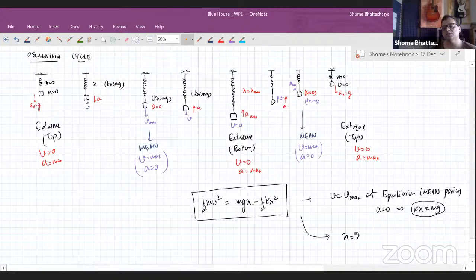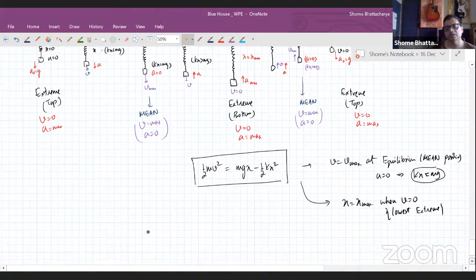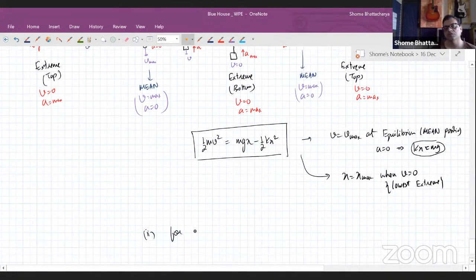Whereas x will be equal to maximum when v is equal to 0. That is at the lowest point, at the lowest extreme position of the oscillation. Okay. So what we have to do is now we have to substitute this. So for the second part, for v equal to v max, substitute acceleration as 0 or kx equal to mg. So x should be equal to mg by k.